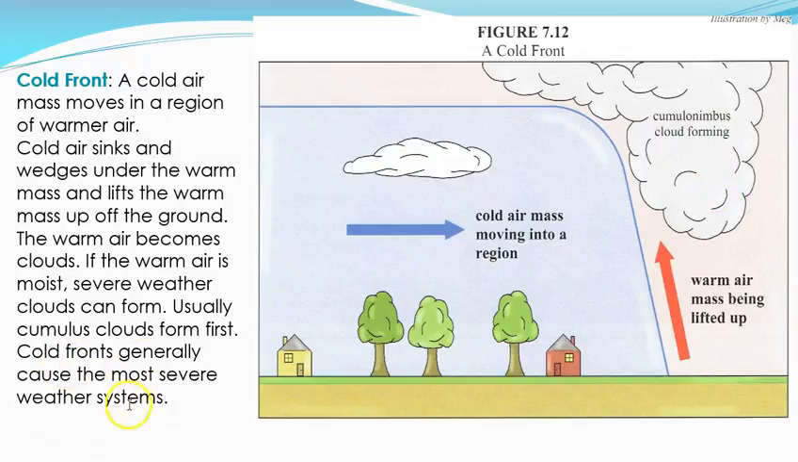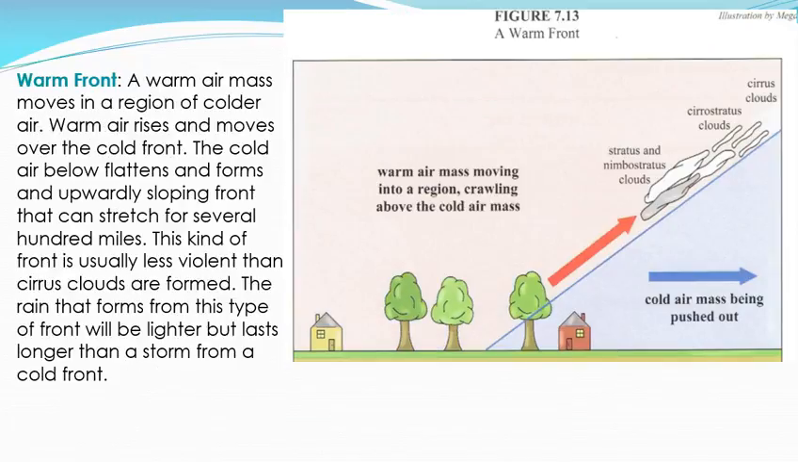Cold fronts generally cause the most severe weather systems. So that's when cold air moves in and pushes warm air masses up. Warm fronts are warm air masses that move in a region of colder air. The warm air rises and moves over the cold front. The cold air below flattens out, and it forms this upwardly sloping front that can stretch for hundreds of miles.